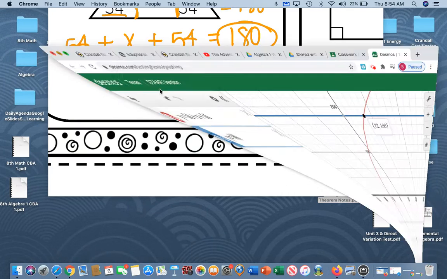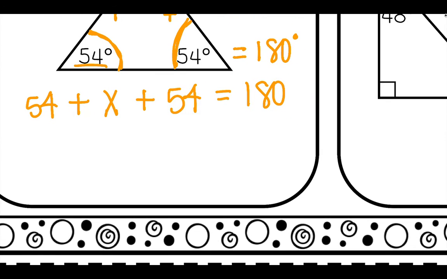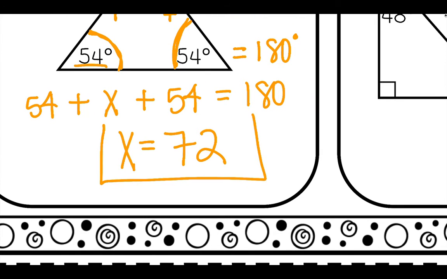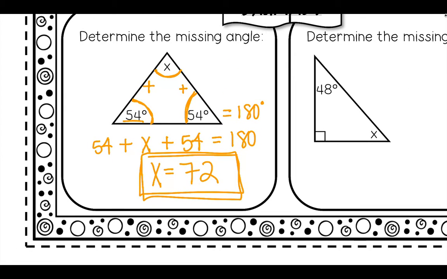So when I solved this, x equals 72. So my missing angle is 72 degrees. Look how easy that was. So you're just adding them all up every time, equal to 180. Set up your equation in Desmos, y equals left, y equals right, and find out what x equals.